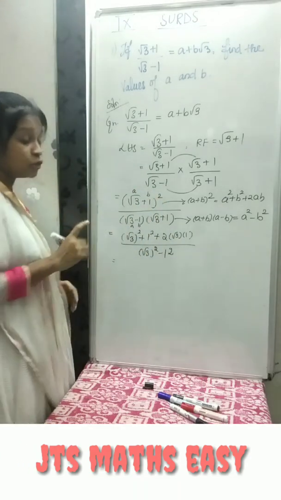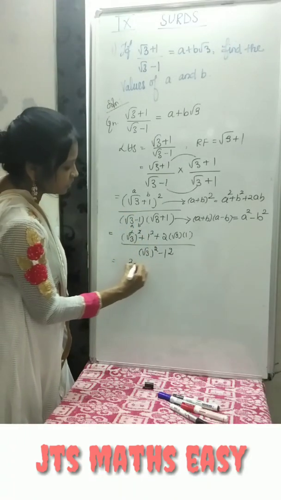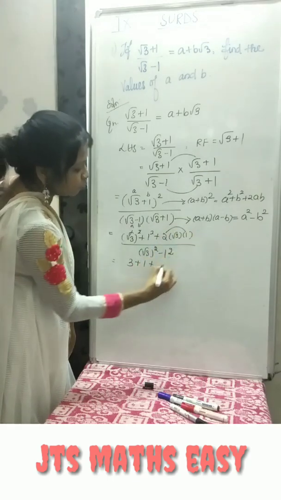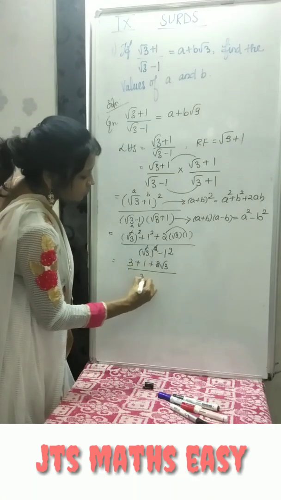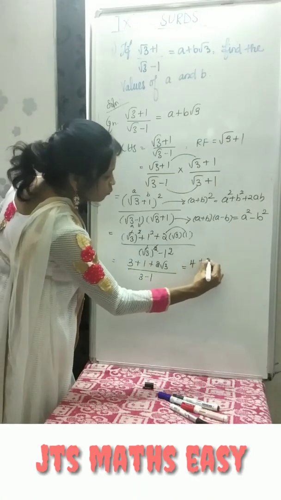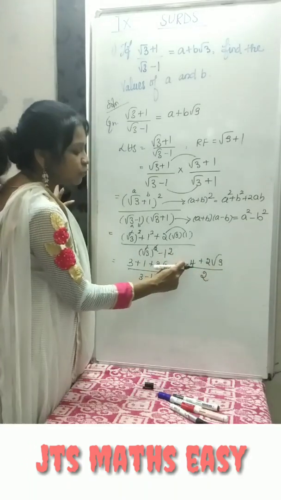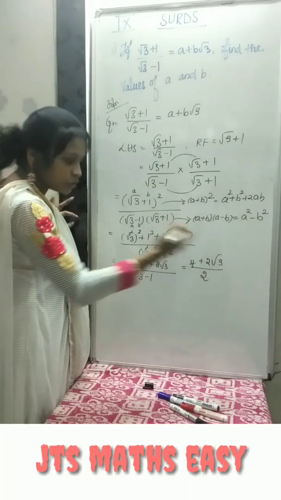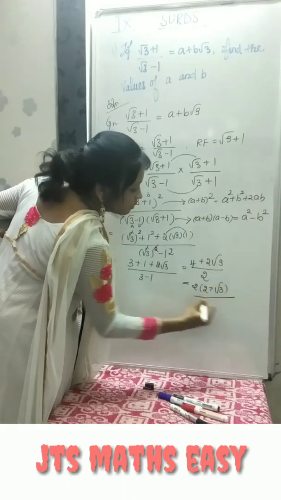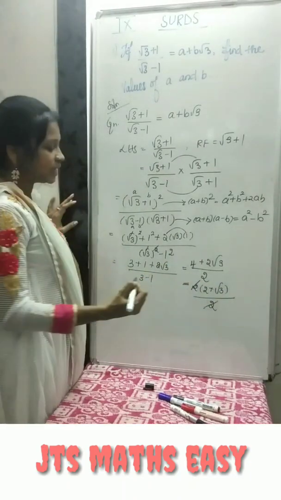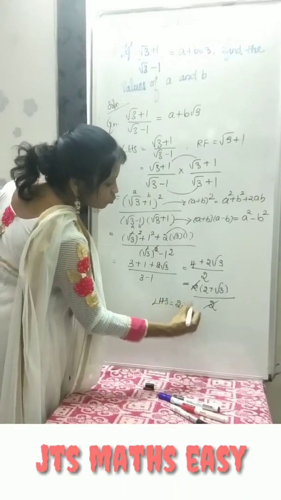So the next step you have to write here: root 3 square means root and square get cancelled. So it's simply 3 plus 1, and 2 into 1 is 2 root 3, and in the denominator also the square and root get cancelled, 3 minus 1. So the answer is 4 plus 2 root 3 divided by 3 minus 1, which is 2. In the numerator I have a common factor 2. So you can take it outside, 2 into 2 plus root 3, divided by 2, and this 2 gets cancelled. So your LHS answer you have arrived at is 2 plus root 3, right?